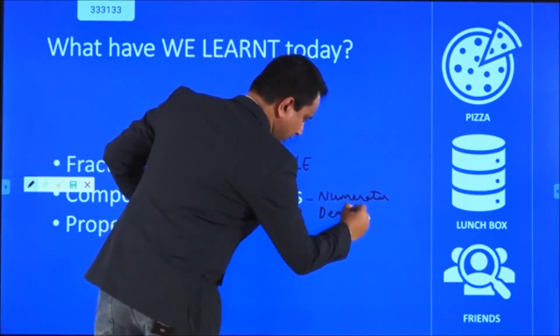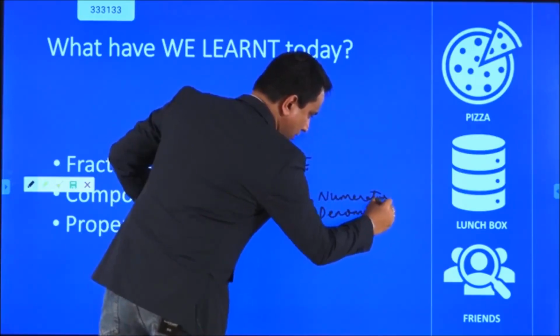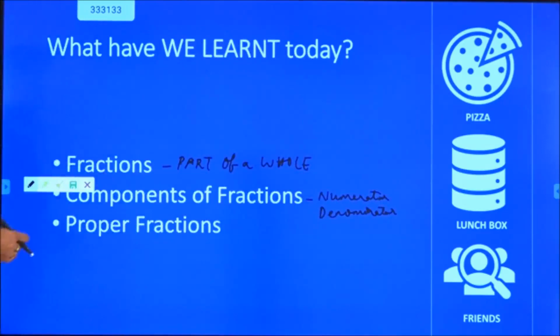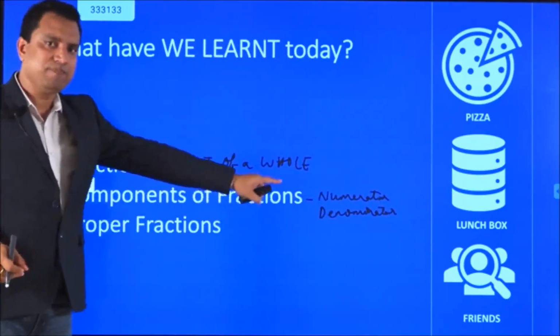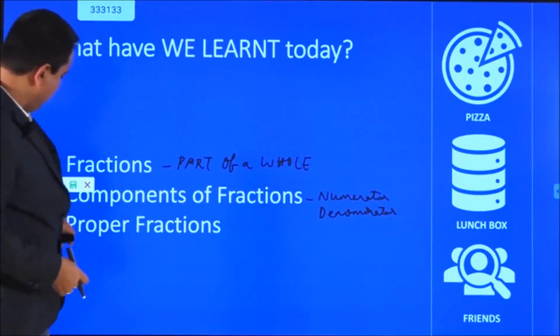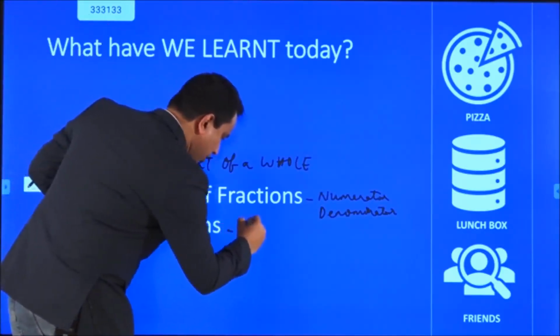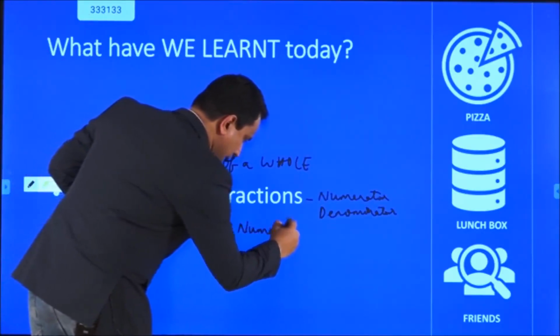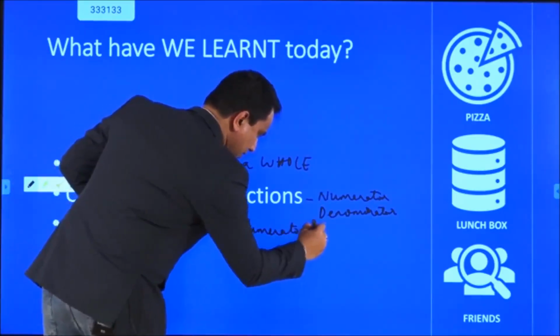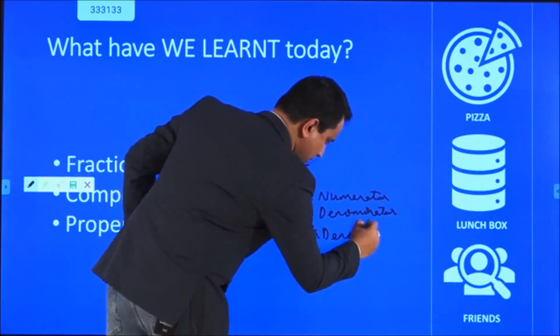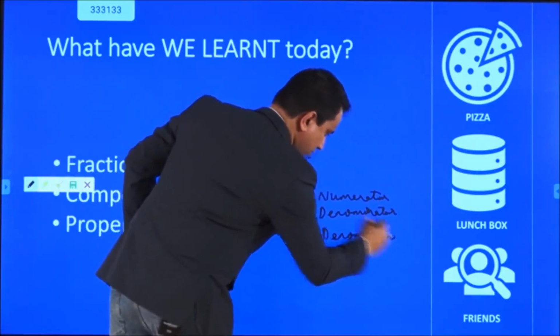Wonderful. You need to ensure that you are very, very familiar with these words, because these are going to be very much useful for your classes down the line. We then have proper fractions. A proper fraction is a fraction where your numerator is less than the denominator. That is a fraction which is a proper fraction.